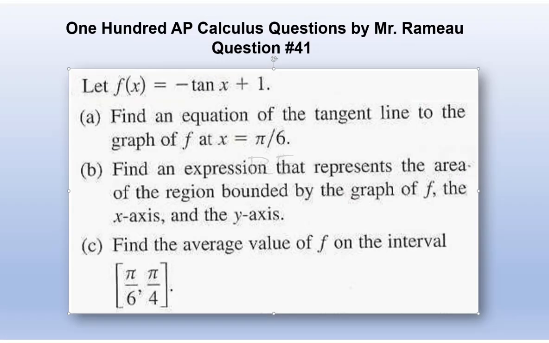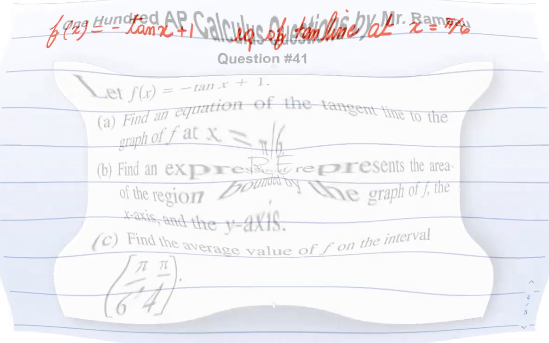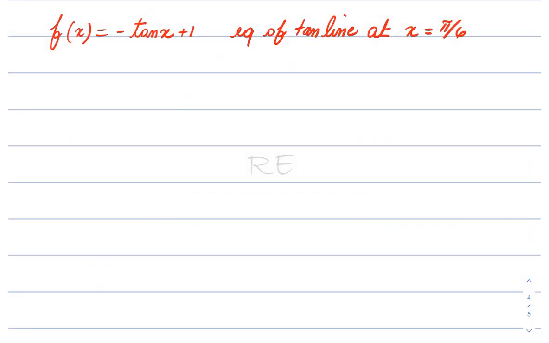Number 41. Find an equation of the tangent line to the graph of f of x is equal to negative tan 10x plus 1. We need to find the general form of the derivative, which is the derivative of negative tan x is equal to negative secant squared x. Of course, the derivative of 1 is 0.